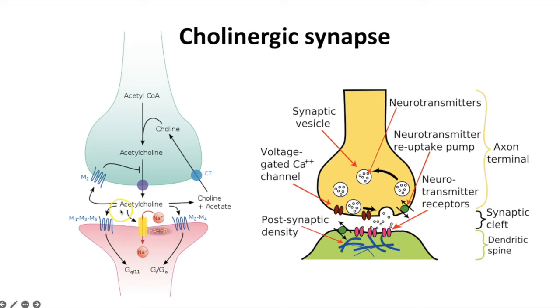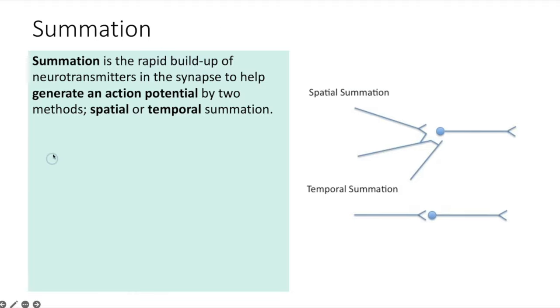And that breaks down the acetylcholine into choline and acetate, which then gets recycled. Now, thinking back to when we talked about the generation of an action potential, we said that you only get an action potential if depolarization reaches at least minus 55 millivolts, that threshold potential. So when you're at a synapse, summation has to occur to reach that threshold.